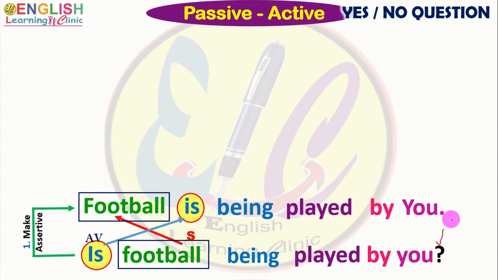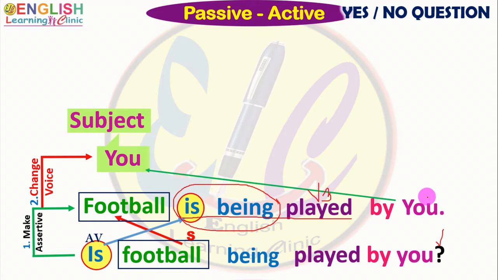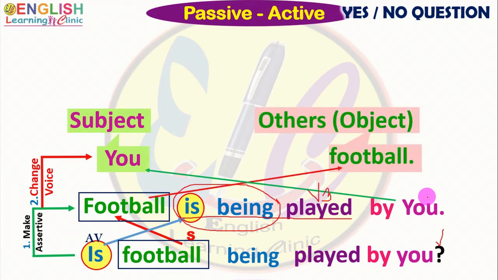Now, let's judge whether this verb form is in active voice or passive voice. Look at this structure. First, the form of the be verb, and next the third form of the verb play. So, this form is in passive voice. Now, change the voice of this sentence. To change the voice of the verb of this sentence, you have to place the object in the subject place and the subject in the object place.